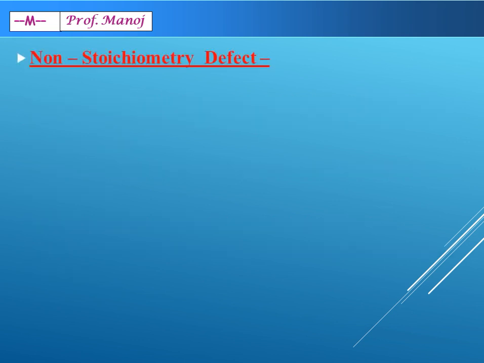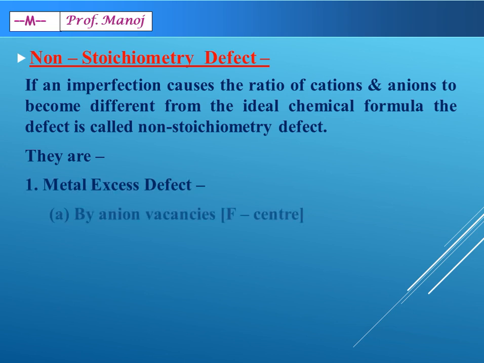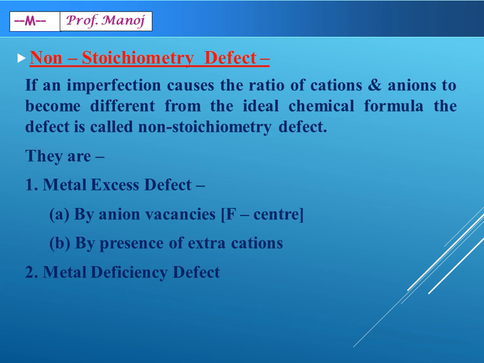We have finished with stoichiometric defects. Let us come to non-stoichiometric defects. If an imperfection causes the ratio of cations and anions to become different from the ideal formula, these are called non-stoichiometric defects. These defects are first the metal excess defect, which is of two types, anion vacancy and extra cations, and a second one called metal deficiency defect. So in total we are going to see three defects here: F center or anion vacancy, extra cations and metal deficiency. Let us start them one by one.